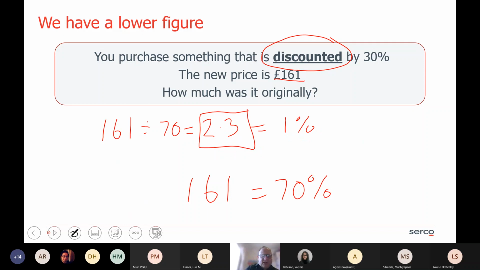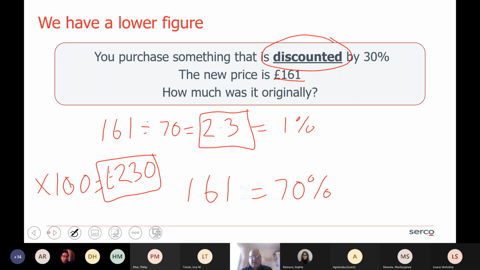And as we did previously, if we want 100%, which is our original price, all we do is multiply that by 100. And that will give us £230, which is our original figure. And we know that it's more than the 161, so we know we've got the right price. We've gone up the price, and that's our original figure.